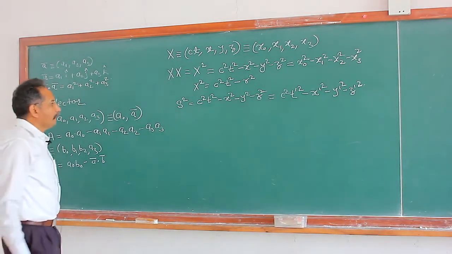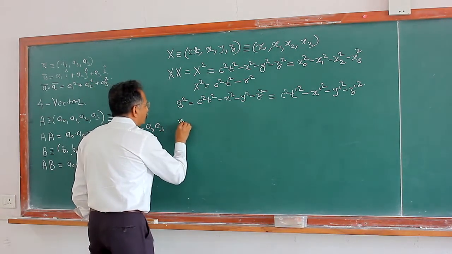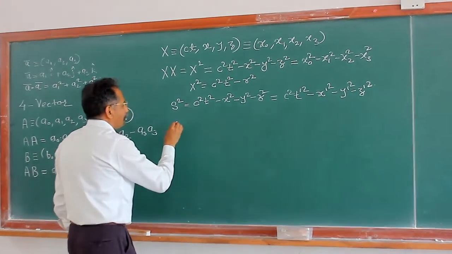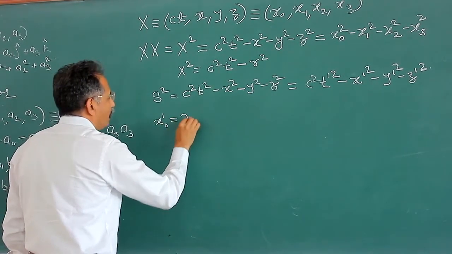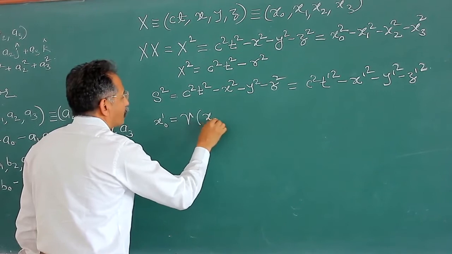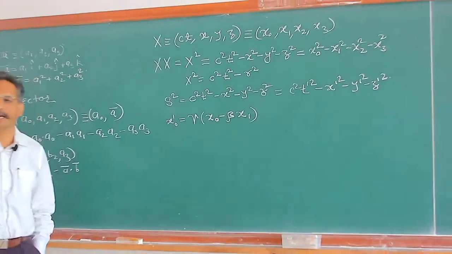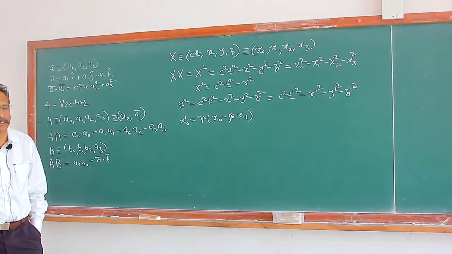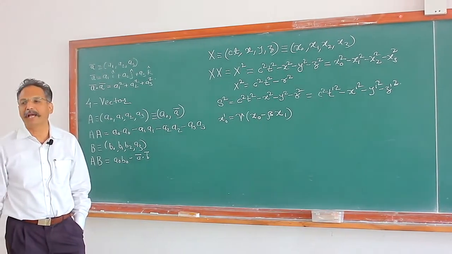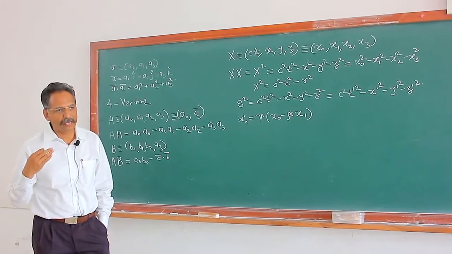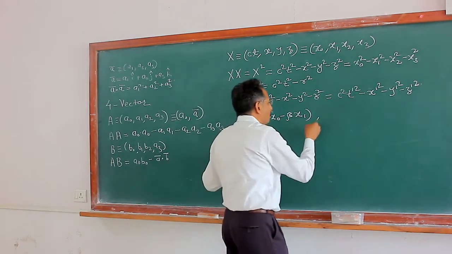Now here we have transformation equations as x0 dash equal to gamma times x0 minus beta x1, where we have a reference coordinate system which is moving along the x-axis, and that moving coordinate system will be represented by s dash, and s dash is moving with velocity v with respect to s. Then this is the Lorentz transformation equation.